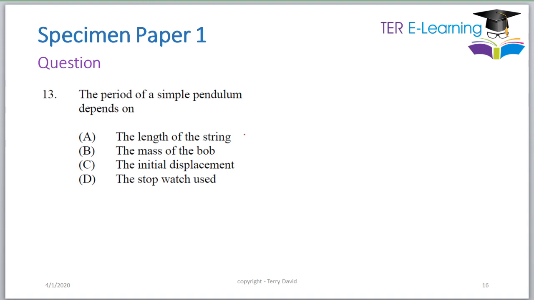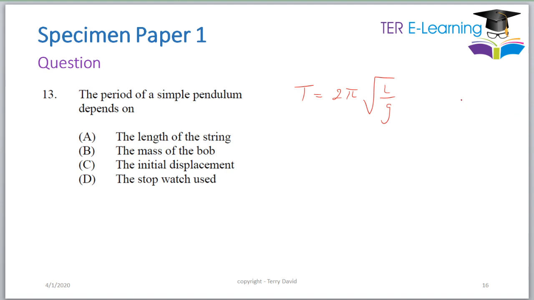Number 13, the period of a pendulum depends on, right? So this would have been like a typical data analysis question in your paper 2, right? You all need to be familiar with this formula, and this may have been a lab that you would have done in school as well. So T is equal to 2π the square root of L over g, right? That's the formula to find the period of a pendulum, right?